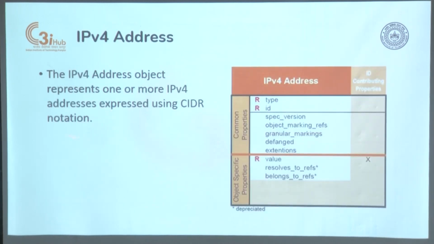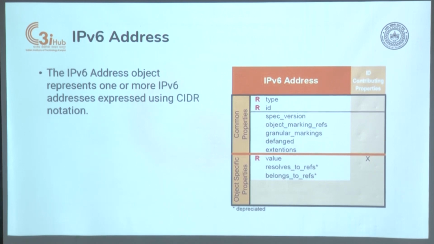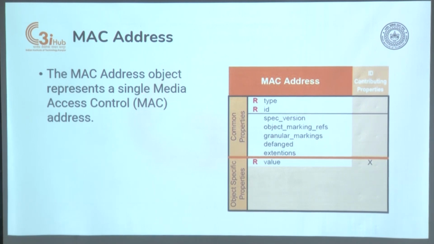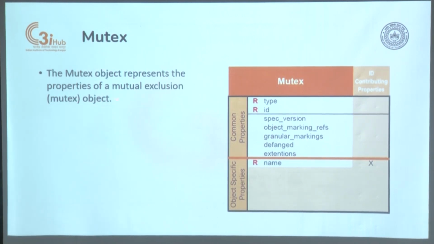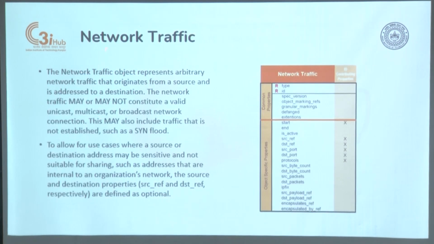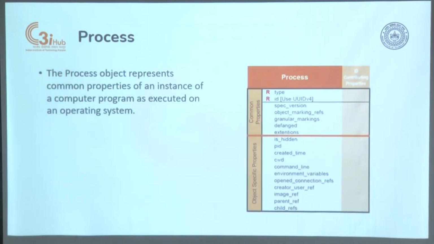IPv4 address, IPv6 address, MAC address, mutex object, network traffic. So you may have arbitrary network traffic, you may give it a source and destination, source and destination addresses and ports, and you can give the traffic in a pcap file or whatever, you can give a reference to the pcap file. But you may not always share the entire information.